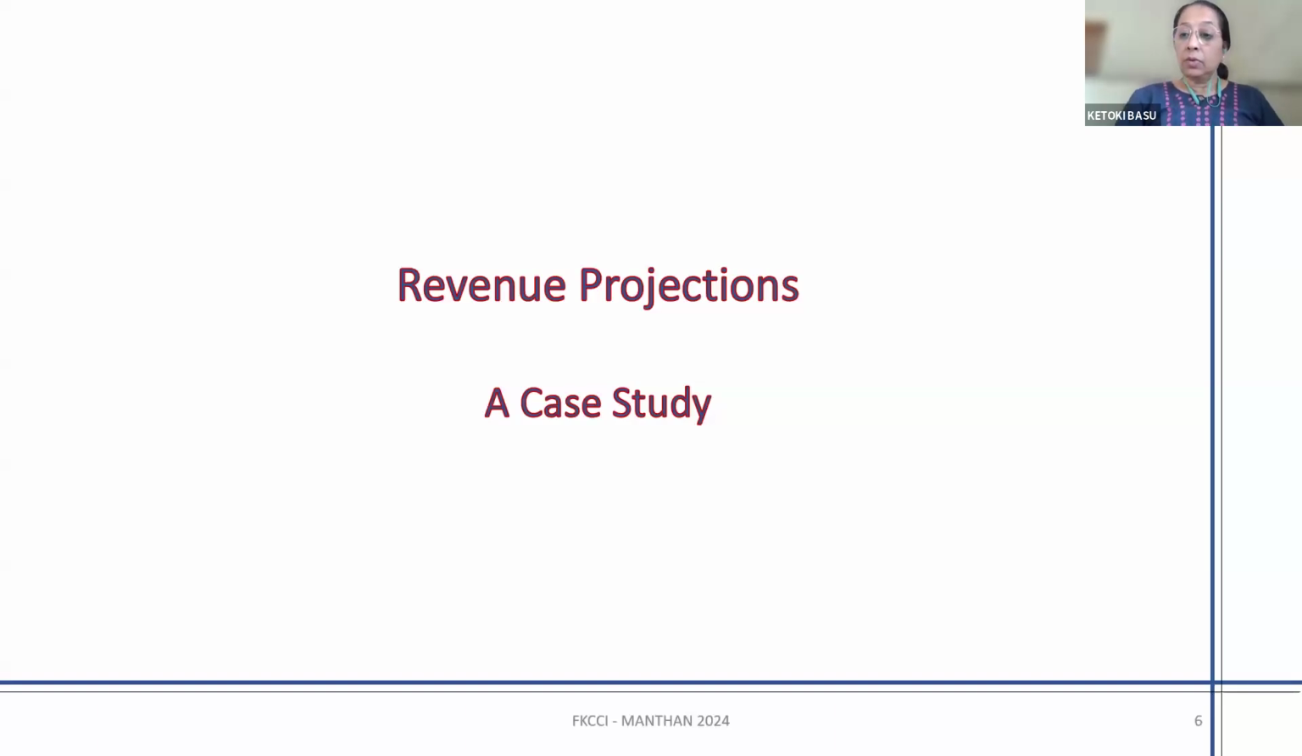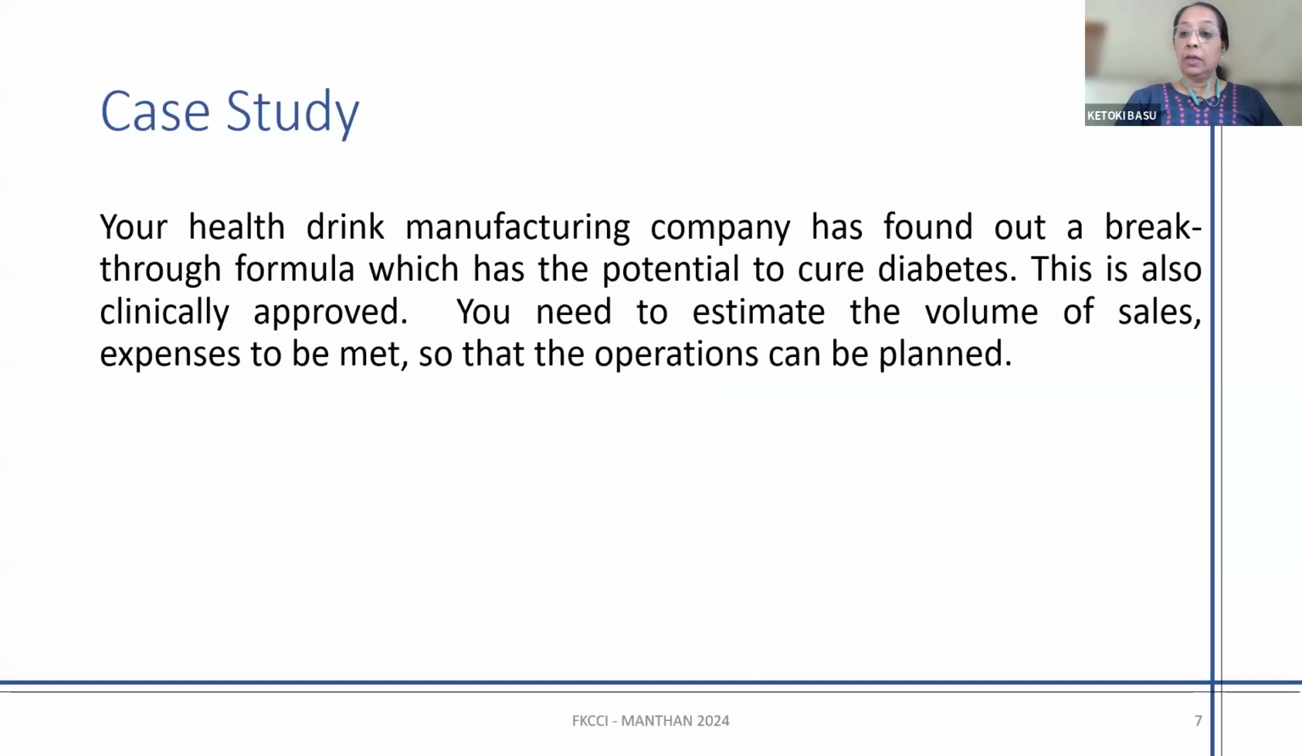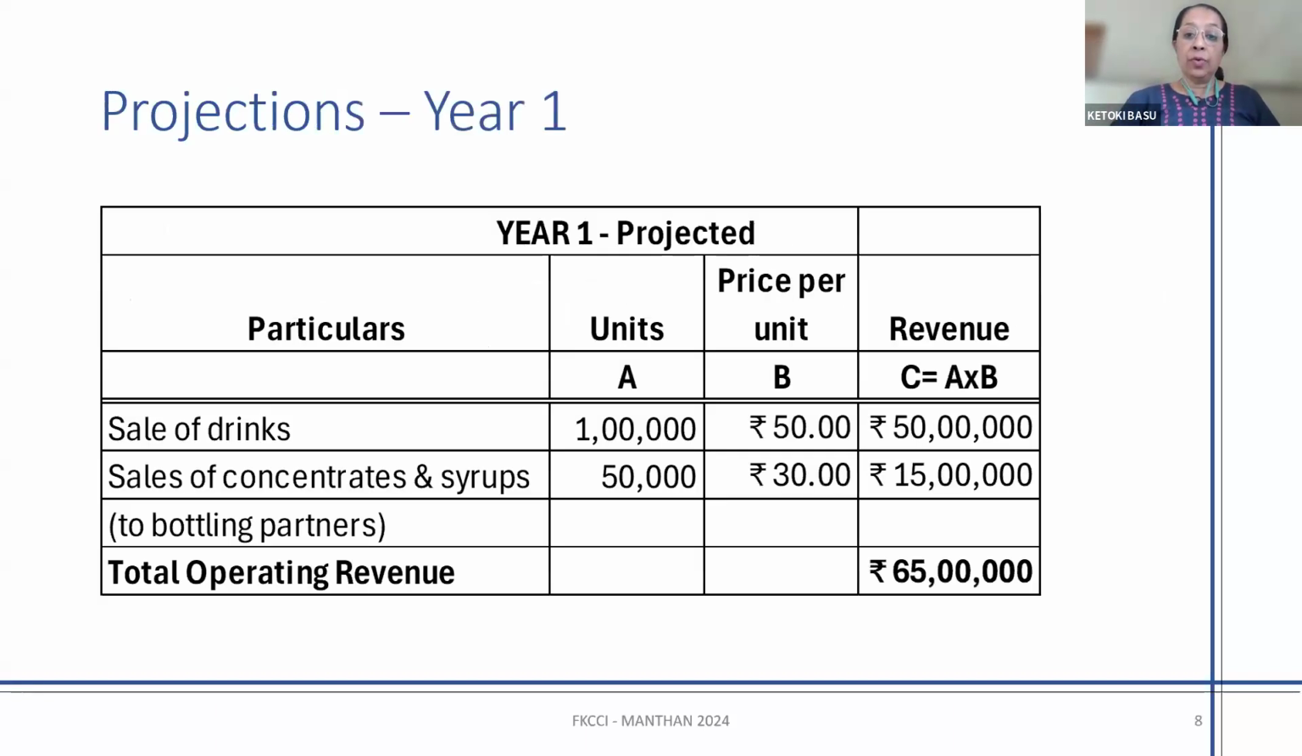Okay. So now I'll just take a case. This case is you are a health drink manufacturer and you have found a new formula. And this formula is basically going to help cure diabetes. And it's already clinically approved. So now you want to see what money you're going to make out of this particular health drink. You're trying to find that out. So how do you go about it?